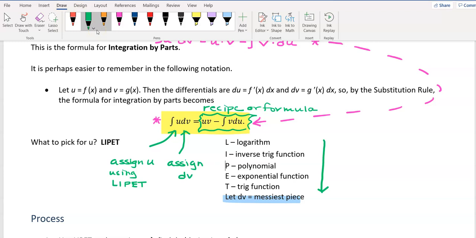Once you have everything defined and prepped, the integral on the right should be much easier to calculate and integrate. That's the idea. This is difficult to integrate the way it is, so by rewriting it using this recipe or formula, you're going to be able to integrate the integral on the right-hand side with much more ease. This might be difficult, but the recipe or formula will help you get through it.